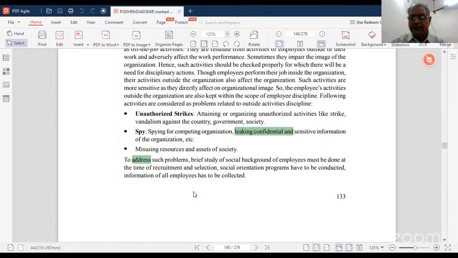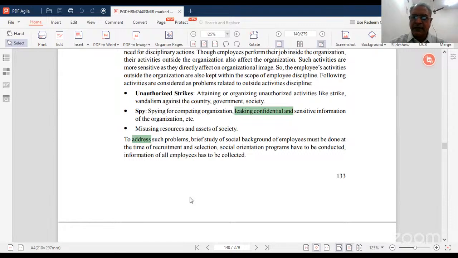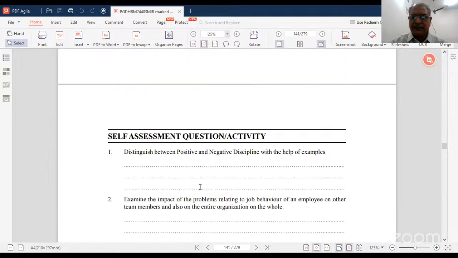And the spying culture. He will act as a spy for other competitive institutions or organizations. They will send the sensitive information of the organization to the outside environment. Misusing resources and assets of the society. He will try to create problems to the assets of the society. To address such problems, a brief study of the social background of the employees must be done. Study the employee first. What is the characteristic nature? All this should be considered very important.